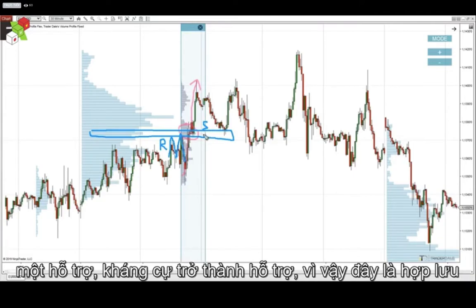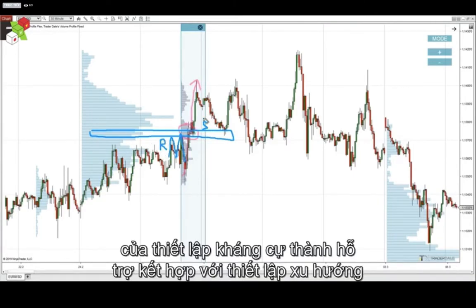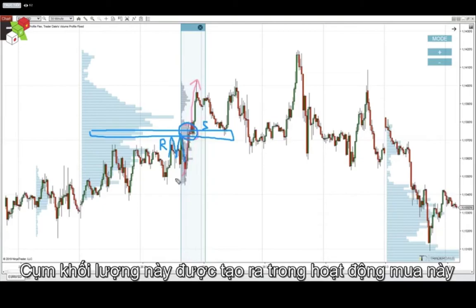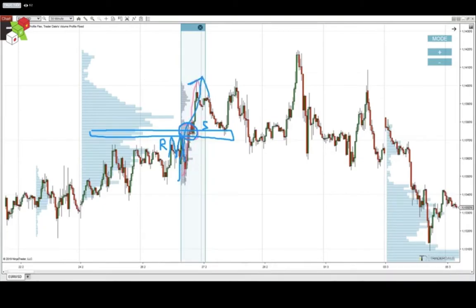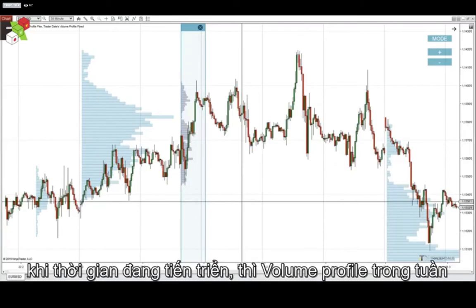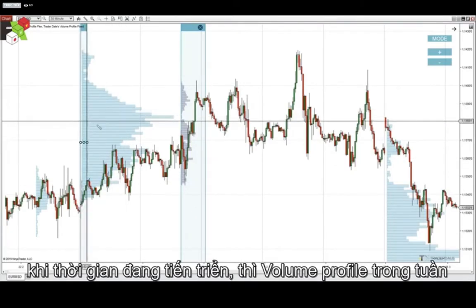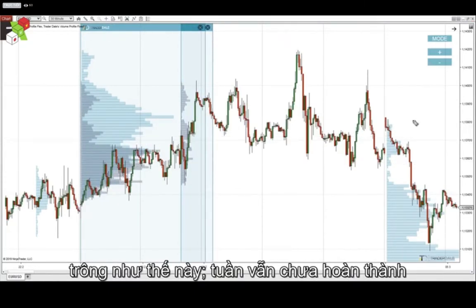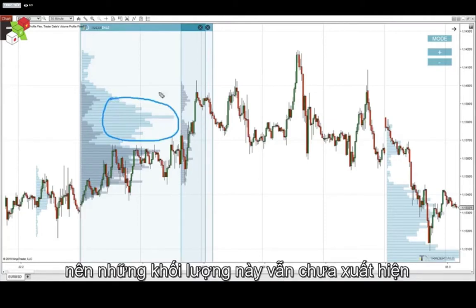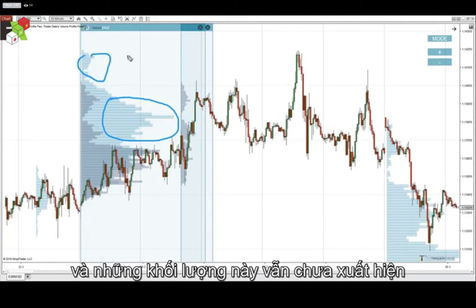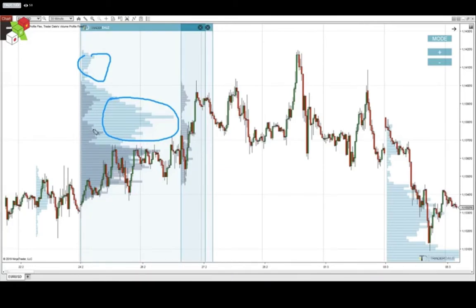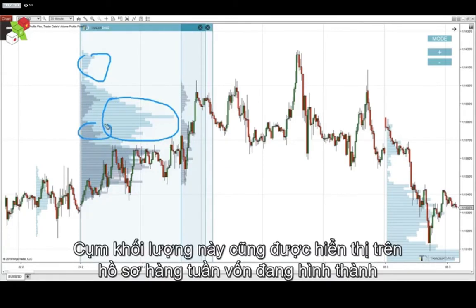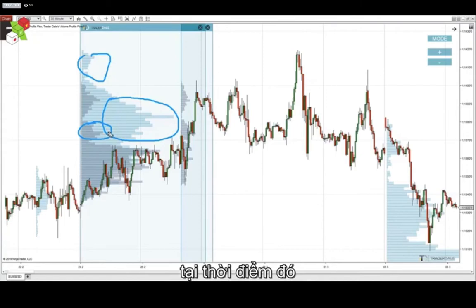So here is a confluence of resistance becoming support setup combined with the trend setup, this volume cluster created within this buying activity. Also, as the time was progressing, the volume profile throughout the week looked like this. The week wasn't completed yet, so those volumes still weren't there. But this volume cluster was also visible on this weekly profile, which was forming by that time.